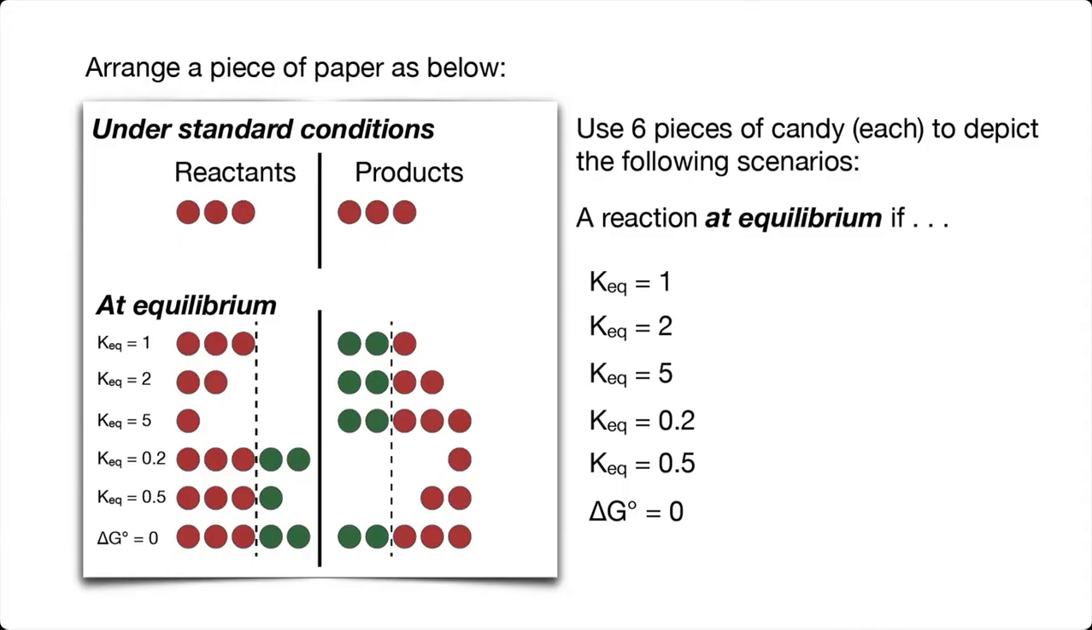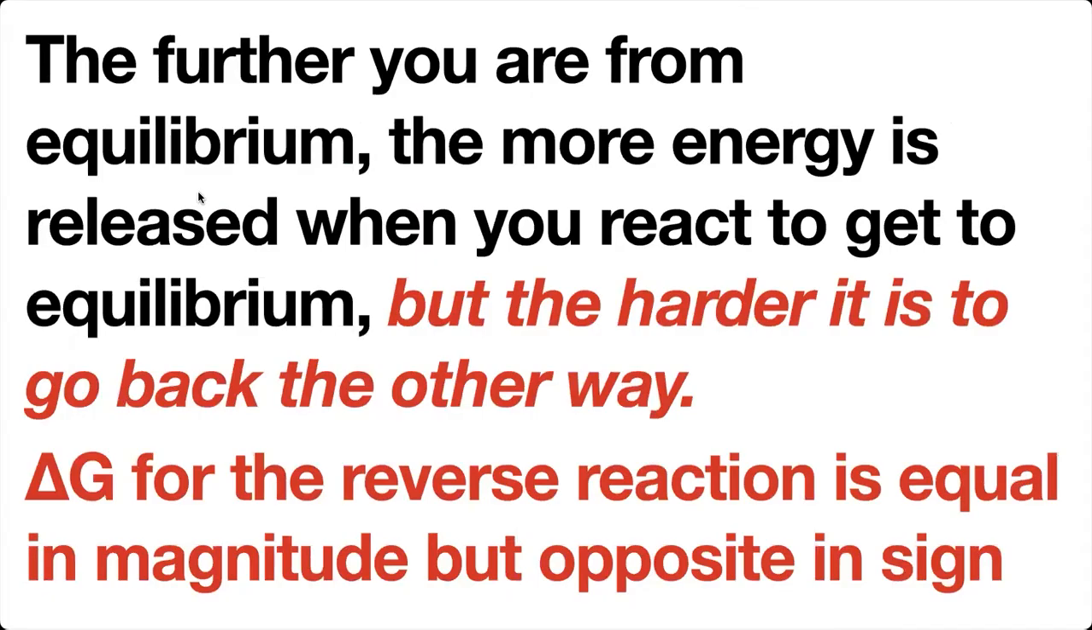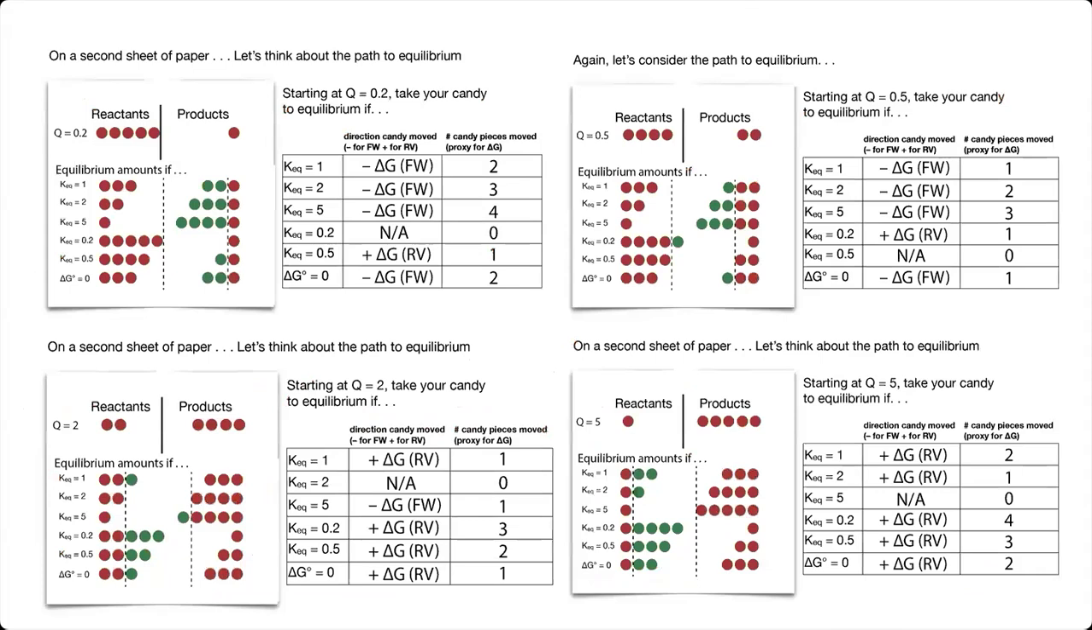And so if you want to visualize this, you can use pieces of candy and think about how many pieces of candy you'd have to move. If you start from that standard state where you have equal amounts of reactants and products, how many pieces of candy would you have to move to one side or another in order to reach a Keq of different values? What you'll find is that the further you are from equilibrium, the more energy is released when you react to reach equilibrium. So you have to move more pieces of candy. But the harder it is to go back the other way, because the delta G for the reverse reaction is equal in magnitude but opposite in sign.